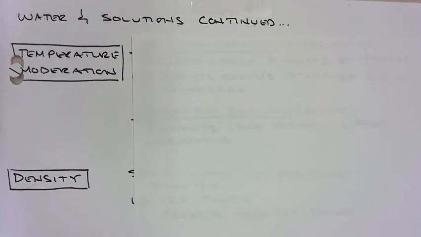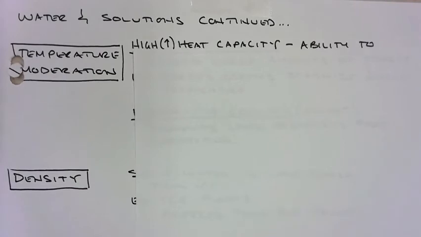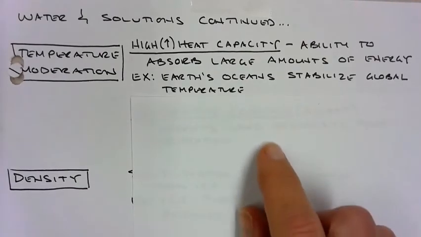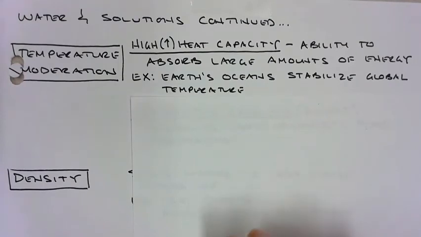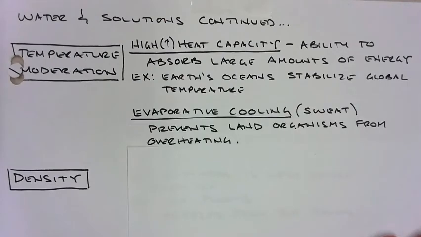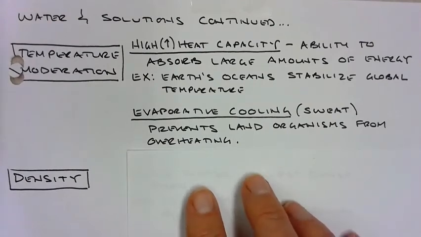Water also helps to moderate the global temperatures here on planet Earth. For example, it has a high heat capacity. It absorbs large amounts of energy. For example, our Earth's oceans absorb radiation from the sunlight, and it stabilizes global temperatures. Likewise, you've also felt it whenever you get sweaty. You have what's called evaporative cooling, or sweating. And again, this prevents organisms from overheating.